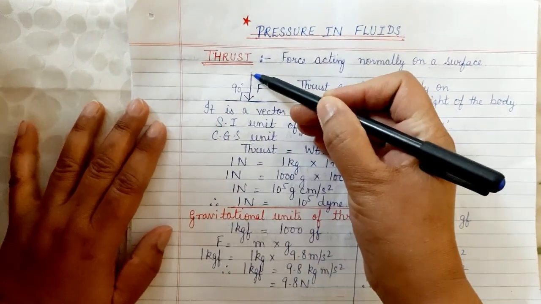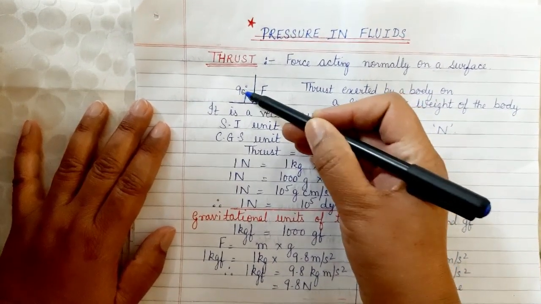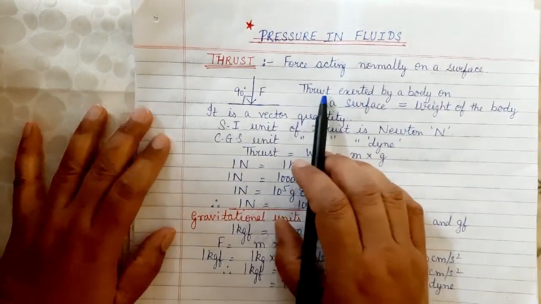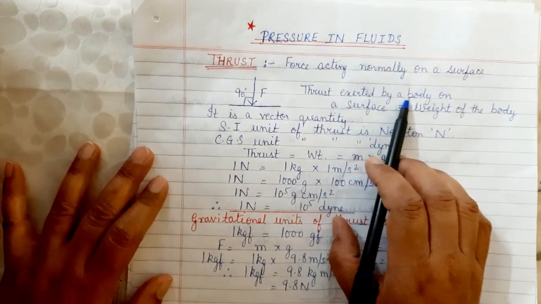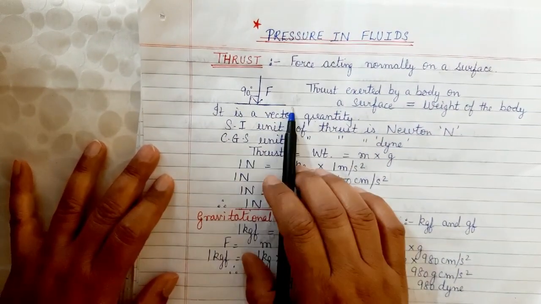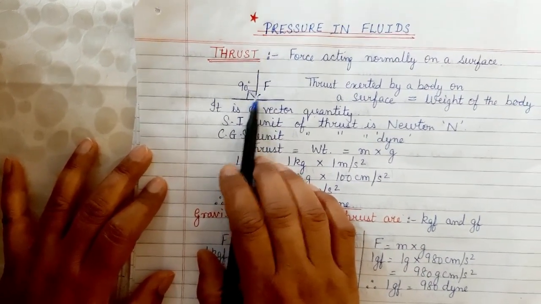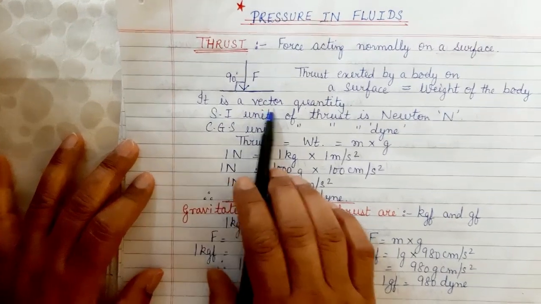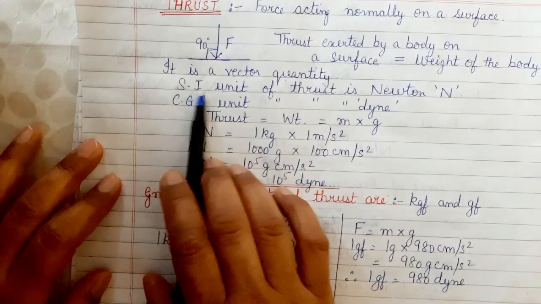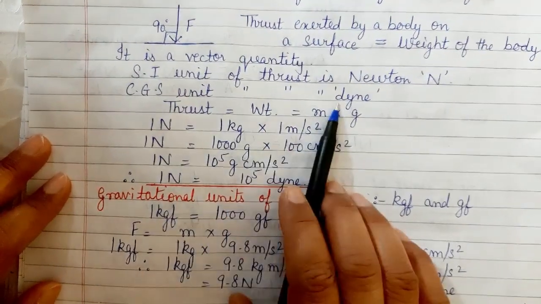Here you can see that when a force is applied perpendicular to the surface, making an angle 90, this force is known as thrust. And we say that thrust exerted by a body on a surface is basically equal to the weight of the body acting on that particular surface. Because the force is in downward direction and perpendicular, we say that thrust is a vector quantity. Now let us look at the units of thrust. The SI unit of thrust is Newton and the CGS unit of thrust is Dyne.